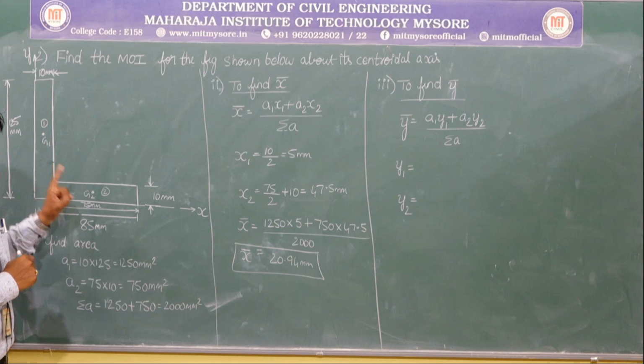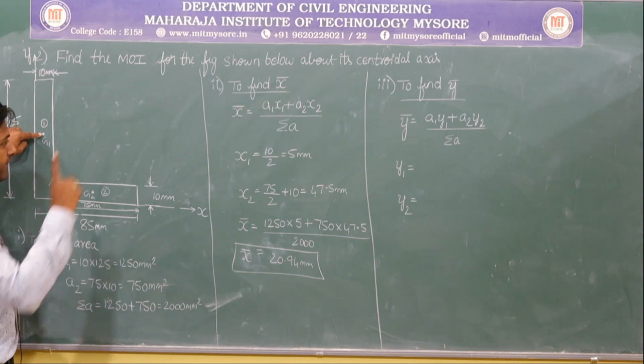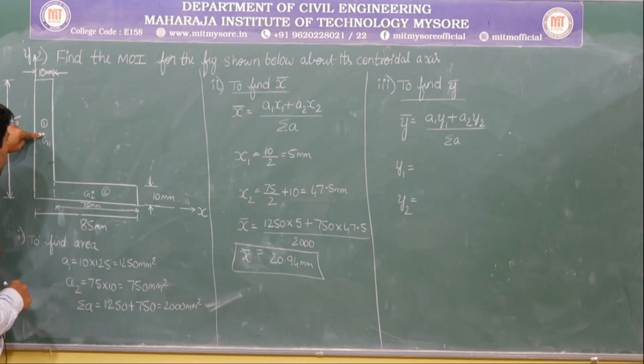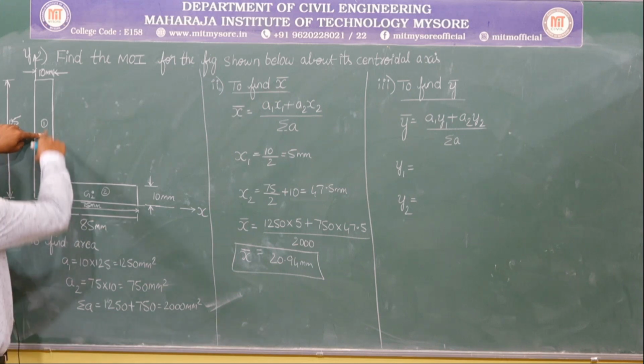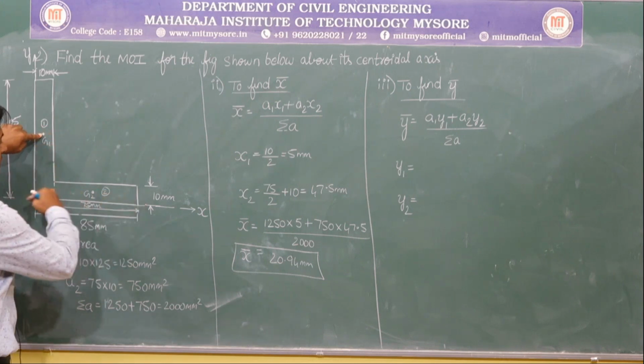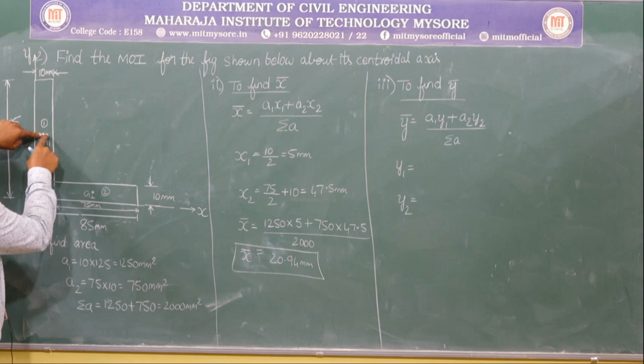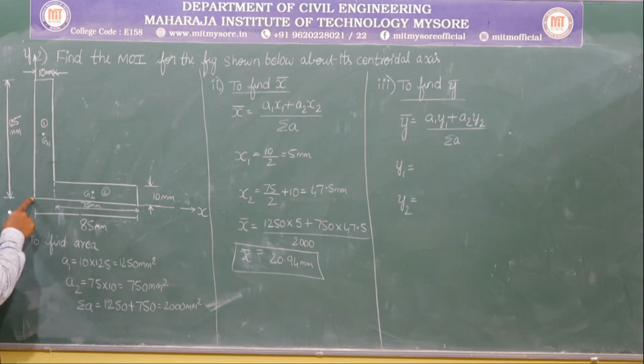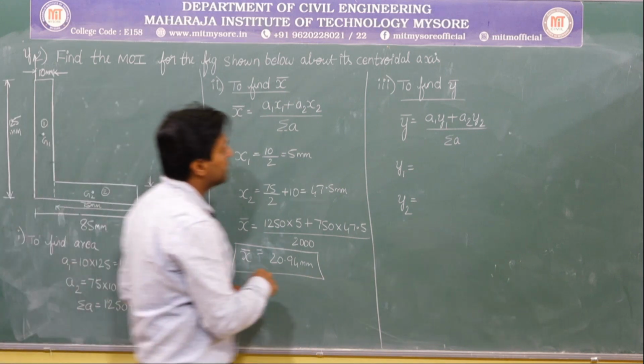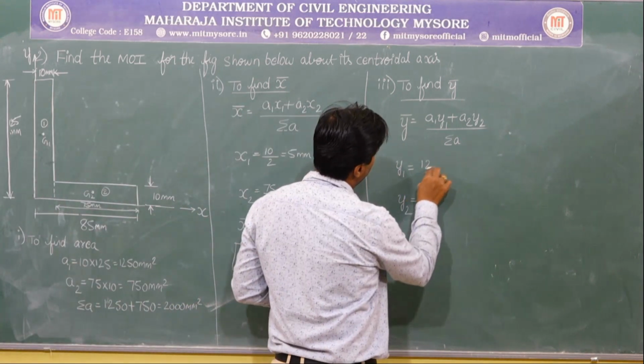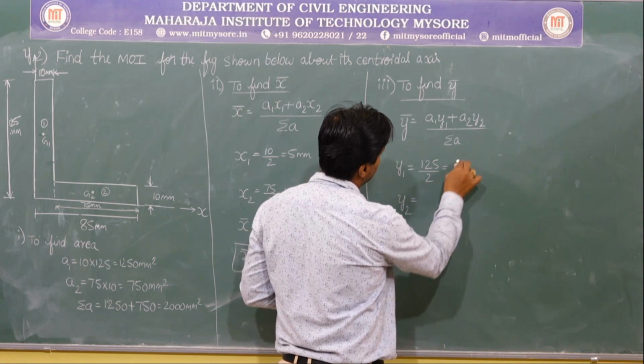It is the distance between the centroid of the first diagram and the reference axis. If I want the vertical distance, I need to touch the horizontal line. What is the total height? 125. Half of it, 125 by 2, is 62.5.